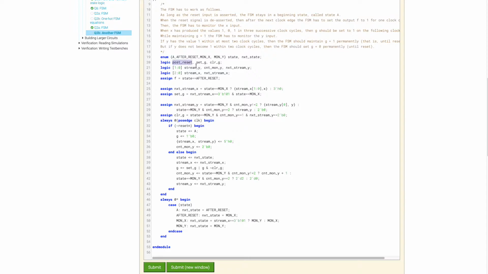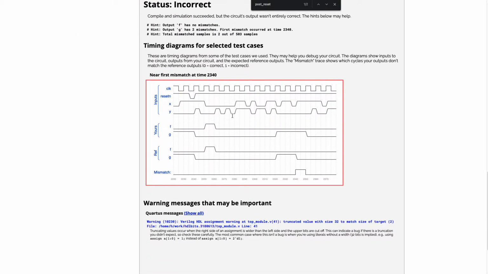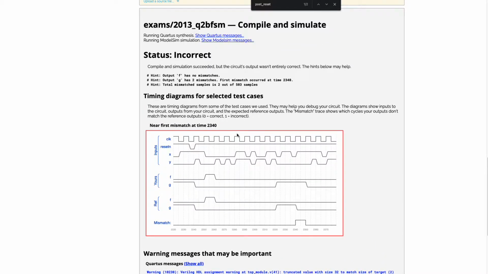Post reset's not really used, right? Set g, clear g's for the set hold reset of g.